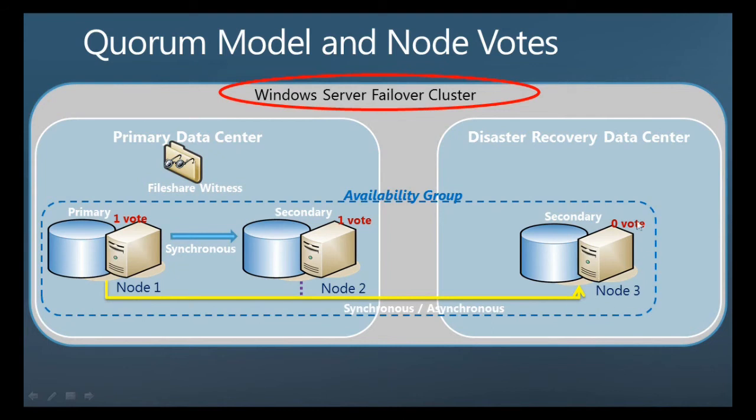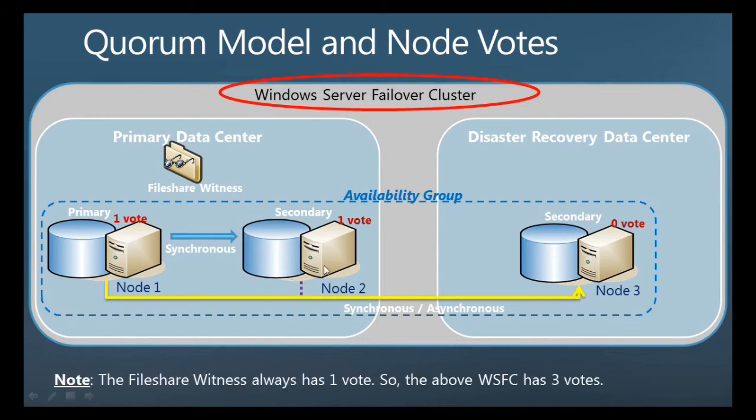So now you have 2 votes in total in this cluster, but it's not enough, because if you lose one node here, the whole cluster only has 1 vote, which is less than half of the whole votes, so the cluster will still go down.